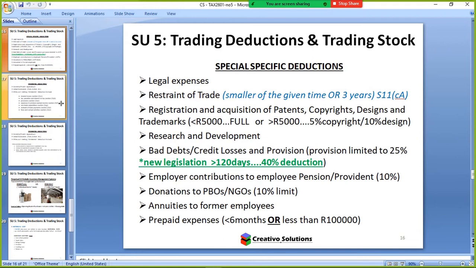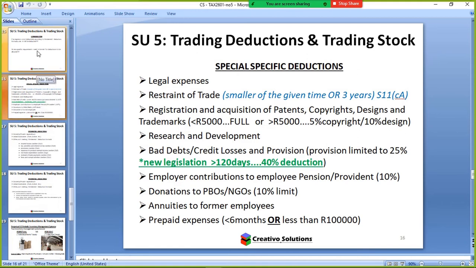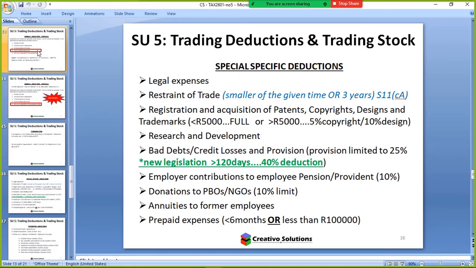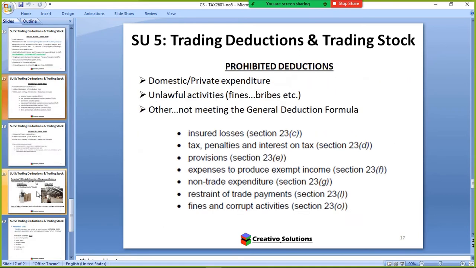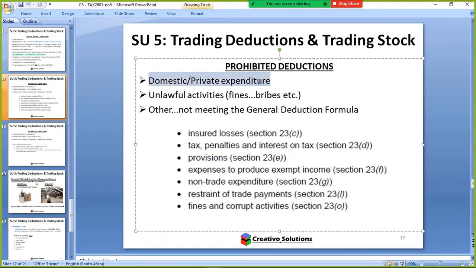I actually haven't made a note about it. It's probably on a separate one. No, this is specific deductions. Where's the non-allowable ones? Let me see if I can find it now. Here, there we go. Prohibited deductions, domestic or private expenditure, yeah, drawings. Drawings forms part of that.